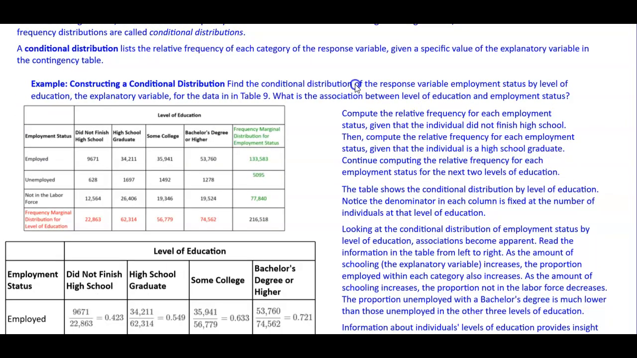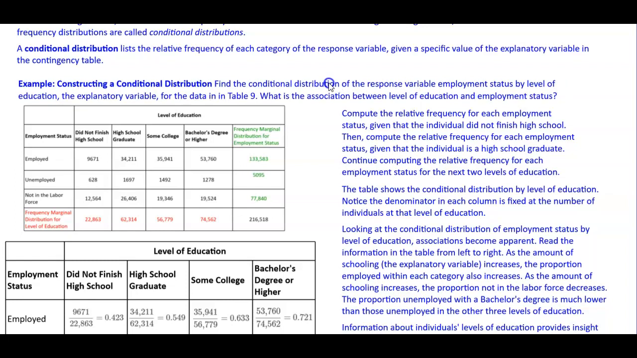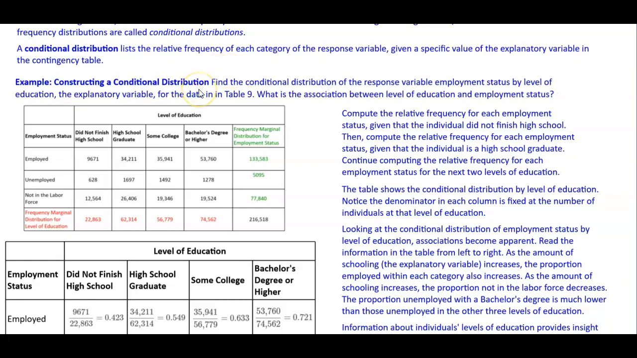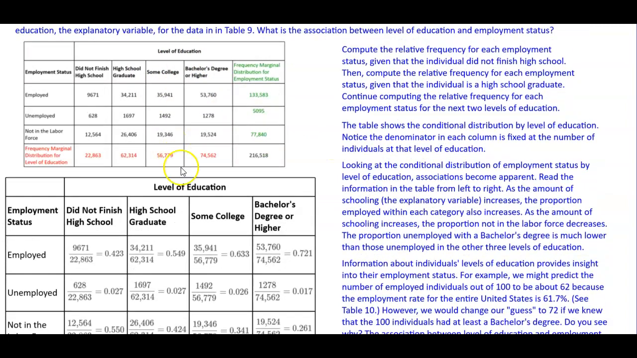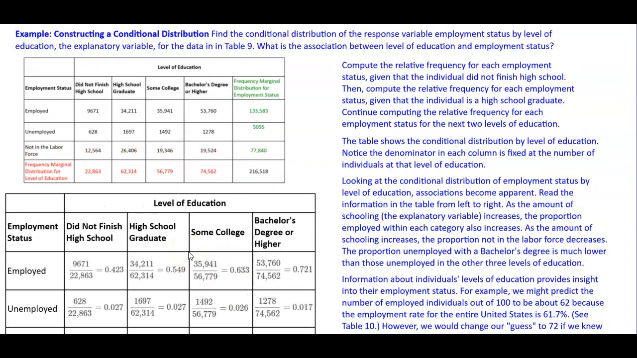So let's take a look at another example here. In this example, we're constructing a conditional distribution. We want to find the conditional distribution of the response variable, employment status, by level of education, the explanatory variable, for the data that's in this table. What is the association between level of education and employment status? So this was the given table, and now we're going to create a new table for the conditional distribution.